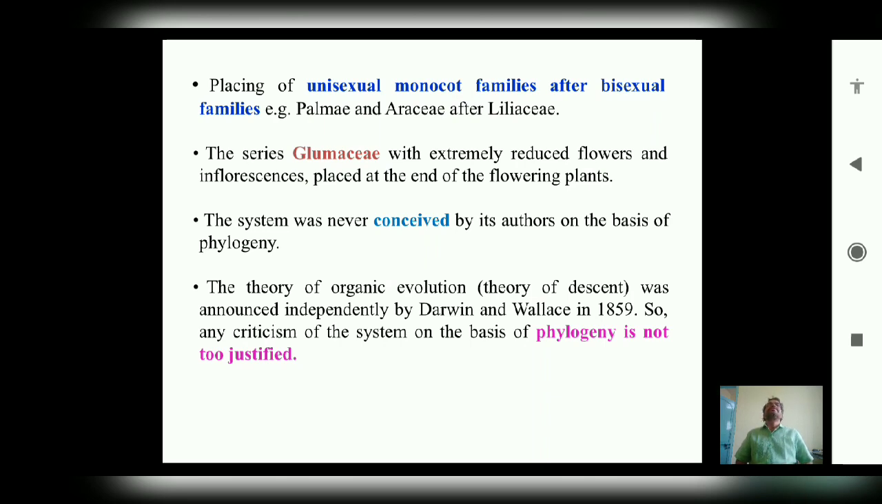The system was never conceived by its authors on the basis of phylogeny. The theory of organic evolution was announced independently by Darwin and Wallace in 1859. So any criticism of the system on the basis of phylogeny is not too justified.